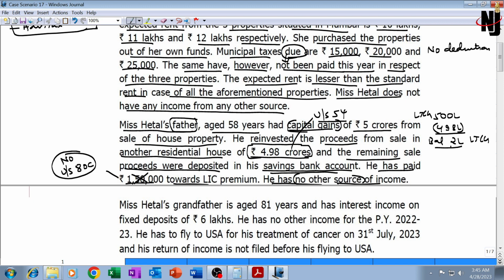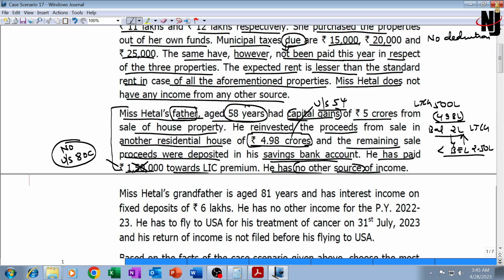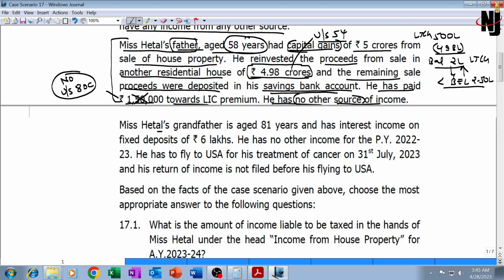Since he has no other source of income, this 2 lakh will be taxable, but it is less than basic exemption limit. He is 58 years of age, so basic exemption will be 2,50,000. Now resident individual, assuming he is resident, this unexhausted basic exemption limit of 2,50,000 can be set off against long-term capital gain, and accordingly the taxable income will turn down to be zero. This is the story of Ms. Hetal's father. Proceeding further, third paragraph, Ms. Hetal's grandfather. Now the story of grandfather who is age 81 years. That means super senior citizen.